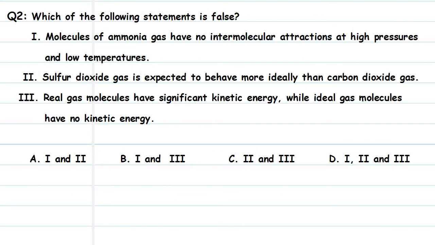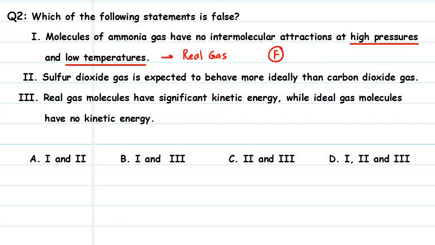For this one, which of the following statements is false? For the first statement, molecules of ammonia gas have no intermolecular attractions at high pressures and low temperatures. At high pressures and low temperature, the molecules will behave more like real gas, which means the intermolecular attractions or intermolecular forces will become more significant. So, this statement is false.